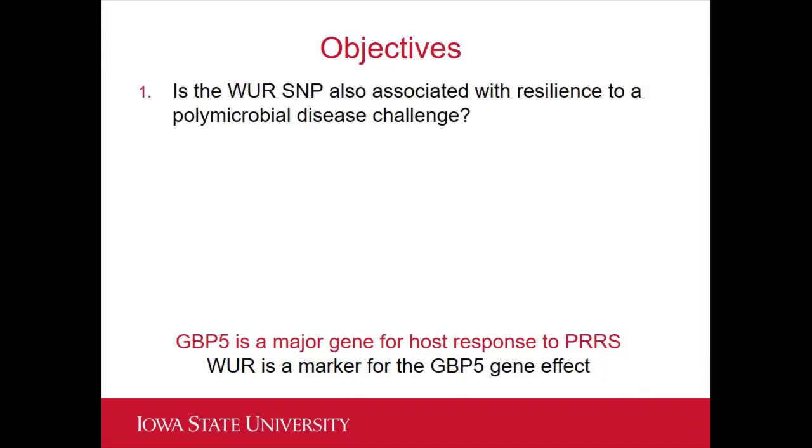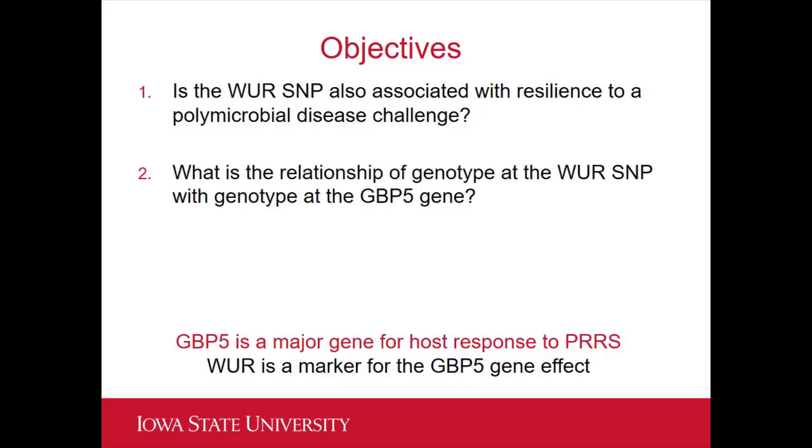The first one is to determine whether genotype at the WRS&P is also associated with resilience to a polymicrobial natural disease challenge. The second objective is to investigate the relationship of genotype at the WRS&P with genotype at its putative causative mutation in the GBP-5 gene. In previous research, we find that the genotype at GBP-5 was completely consistent with the genotype at WR. However, this was done with a limited number of animals, so we wanted to redo this experiment to see if anything's different.